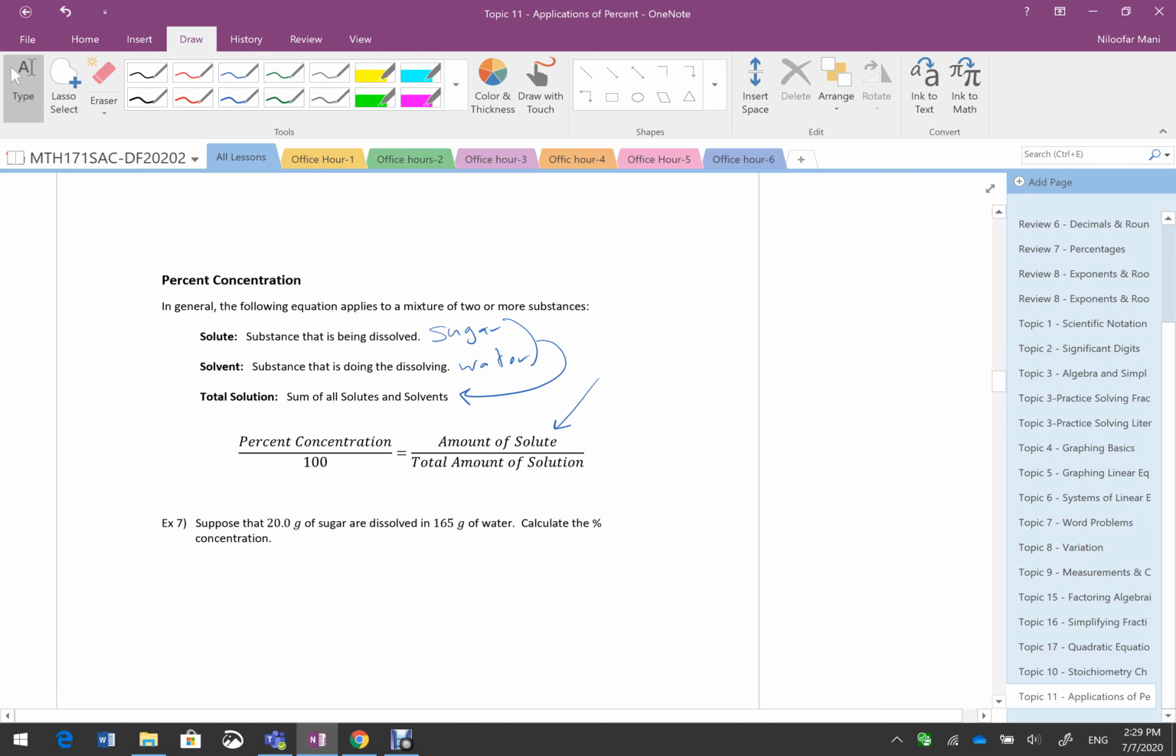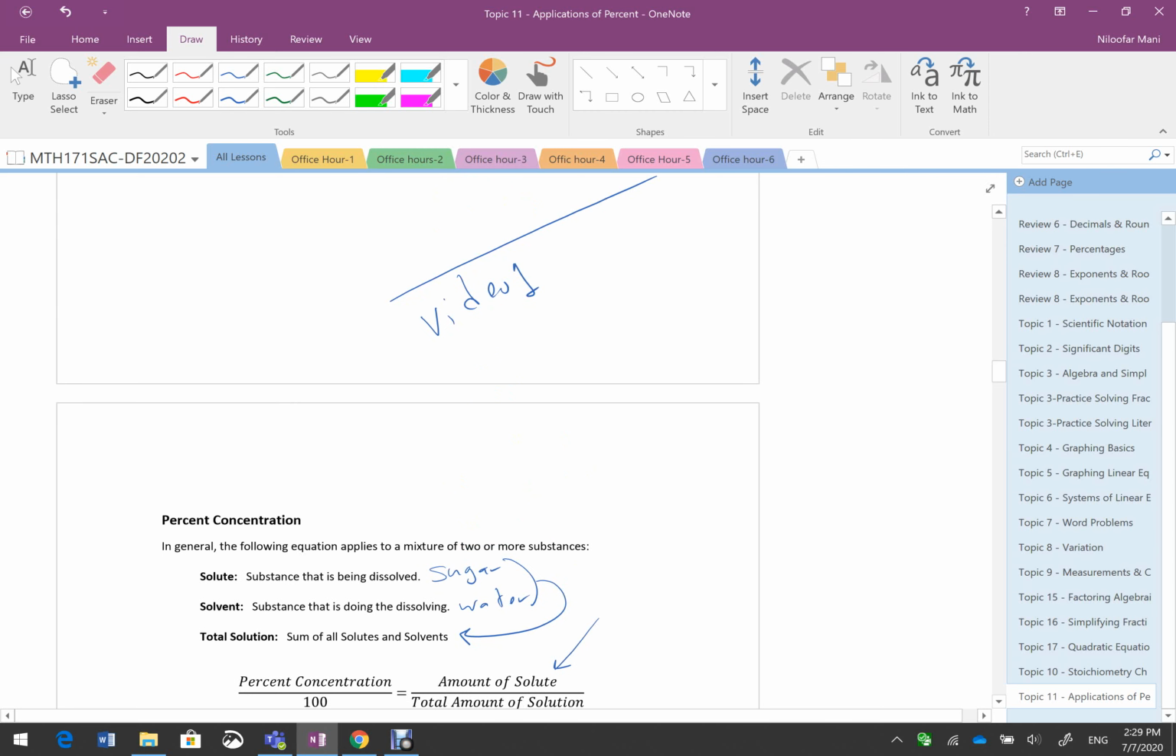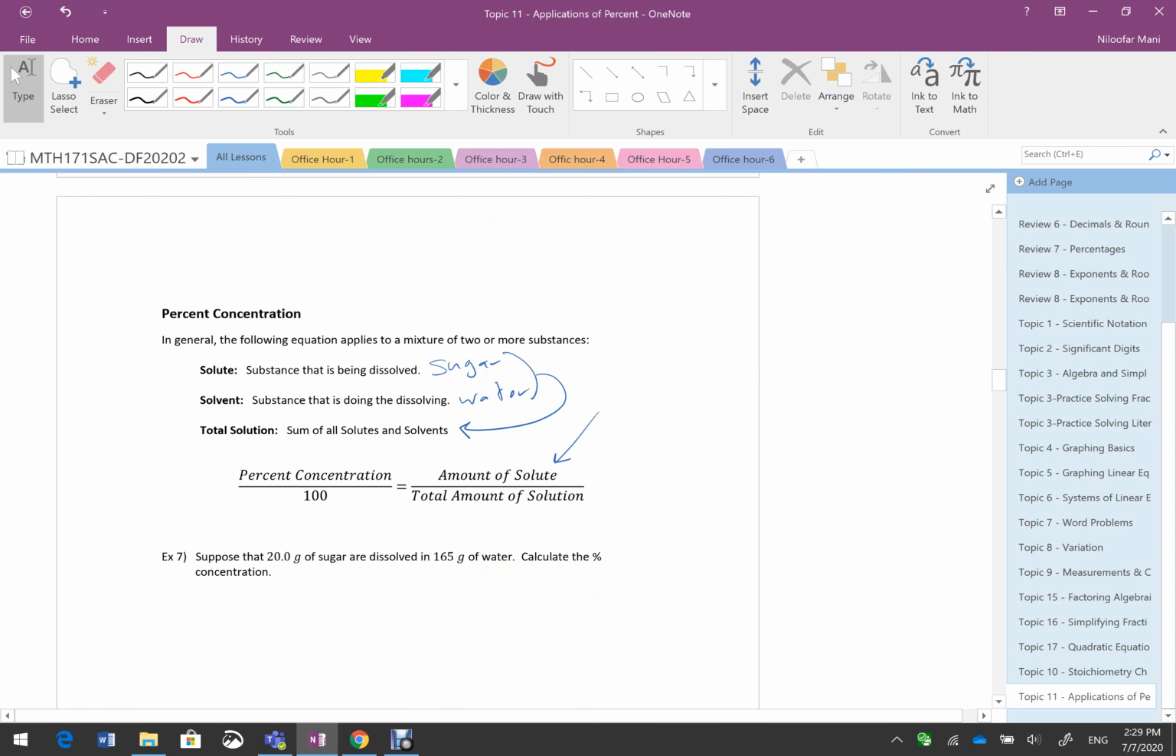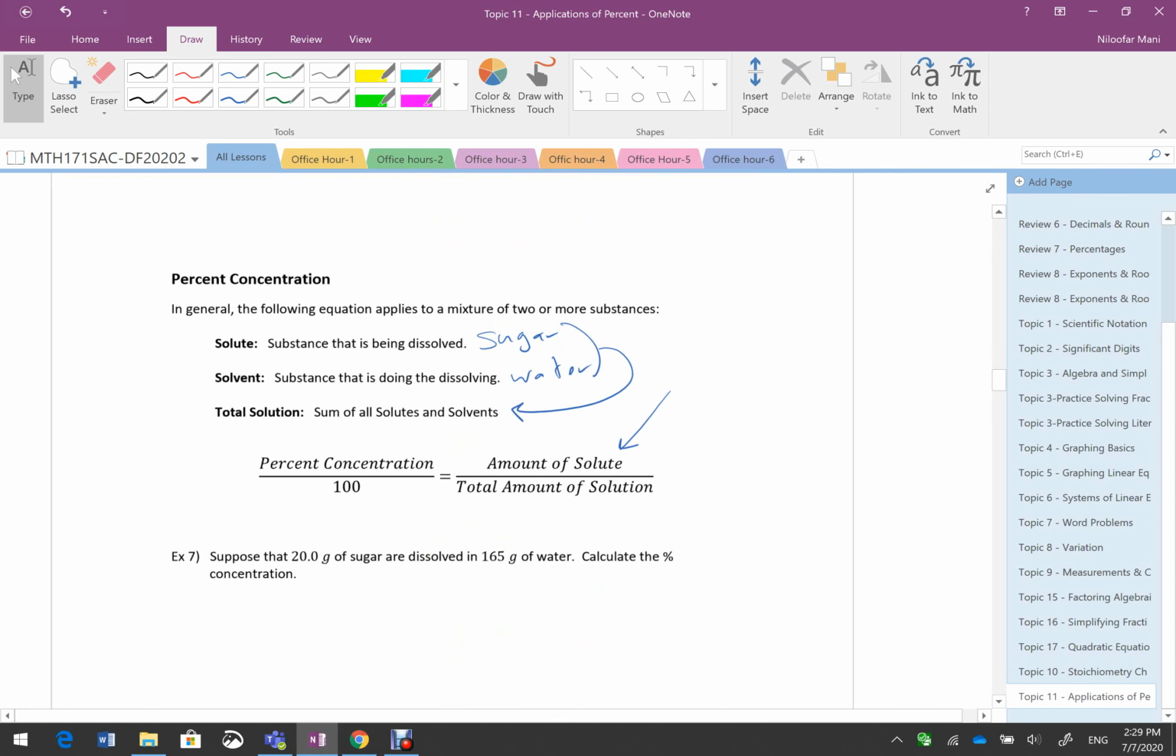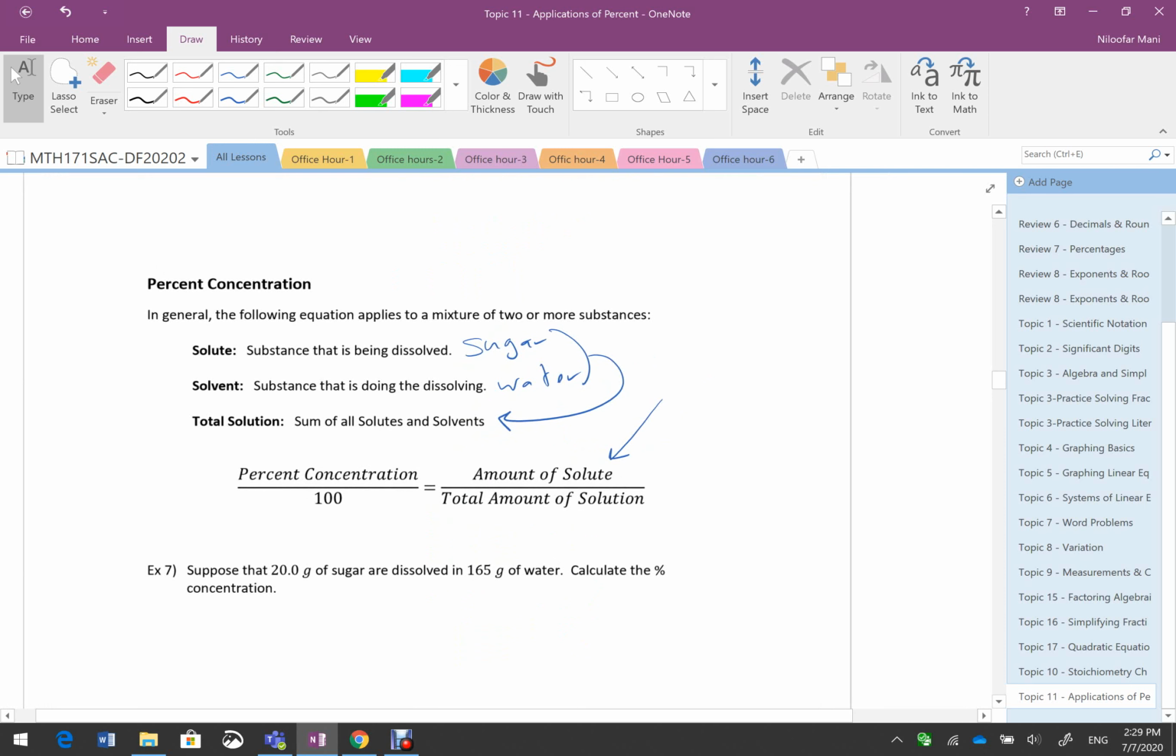Hi everyone. I continue on the lesson. After all of those percentages that we did, now we are going to talk about percent concentration. So when we have a solution, we want to see what is the concentration of a substance in it.